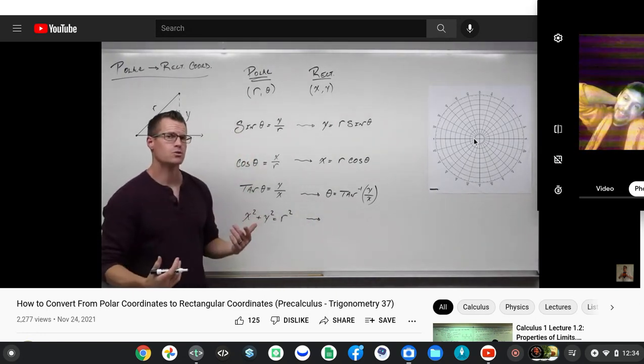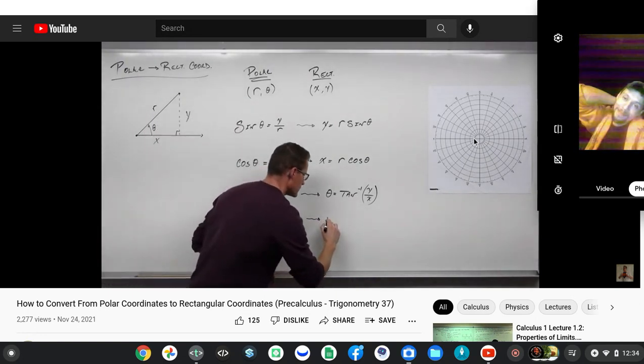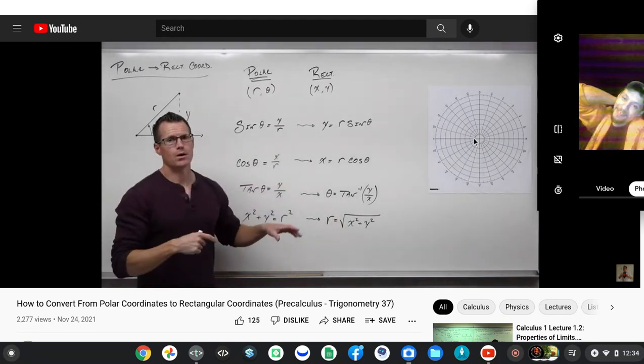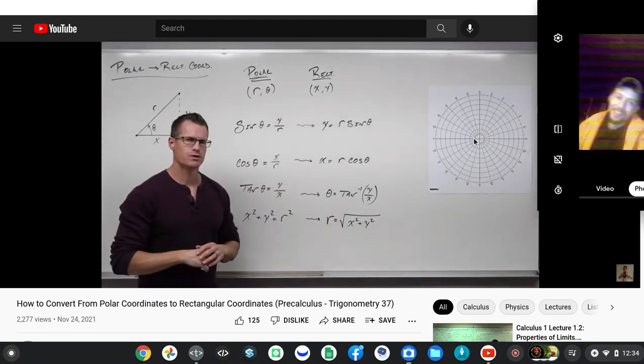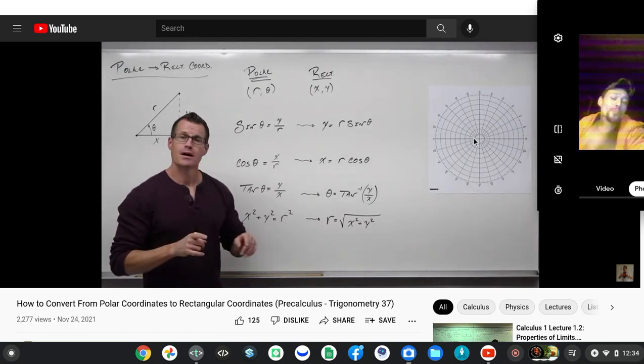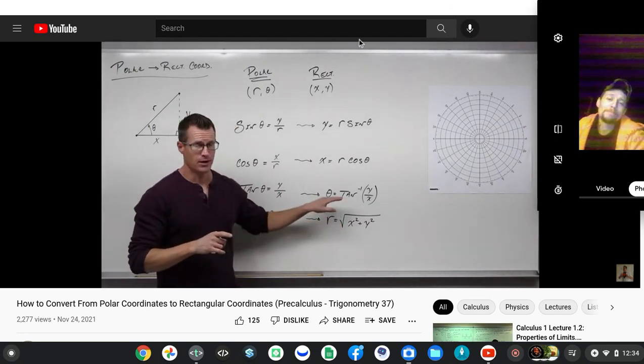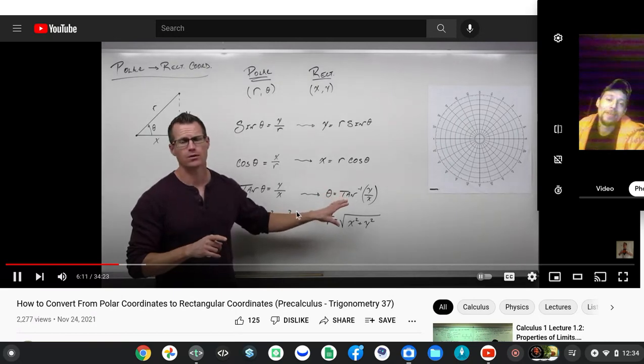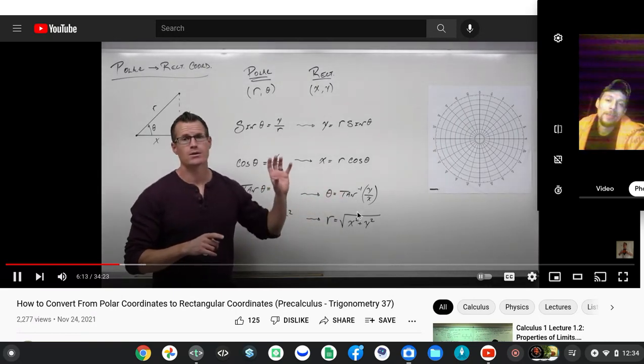And so if you took the square root on both sides, we would end up getting r equals the square root of x squared plus y squared. And you're probably wondering, where's your plus and minus? This is why the quadrants have to be taken into account when you're doing rectangular into polar.